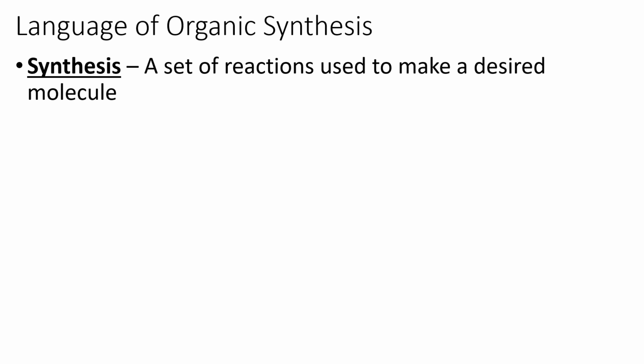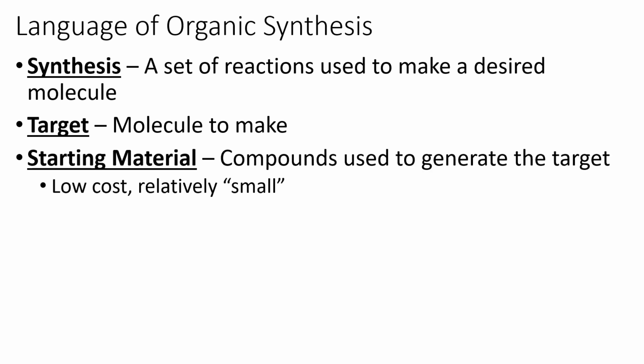Anytime we talk about synthesis, it is going to be a set of reactions that is used to make a desired product or molecule. The target molecule is the molecule that we're going to make through our synthesis. We will be starting with what we call or reference as starting material. These are the compounds that we will use to generate the target. It's what we initially put into our reaction flask. Starting materials are usually low cost and relatively small molecules, meaning they have relatively few carbon atoms, and we will build onto those carbon atom chains or alter functional groups through our synthetic process.